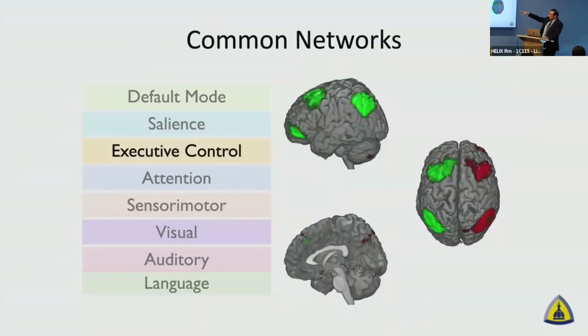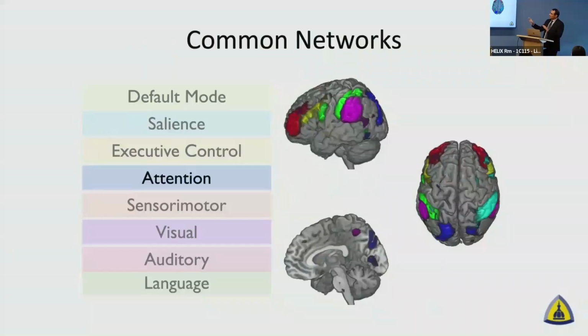The executive control network, parietal and frontal lobes bilaterally, this is kind of a decision-making network. The attention network I mentioned, oftentimes there's a dorsal and ventral system, but essentially it's paying attention to visual, spatial stuff, surroundings, et cetera, et cetera.